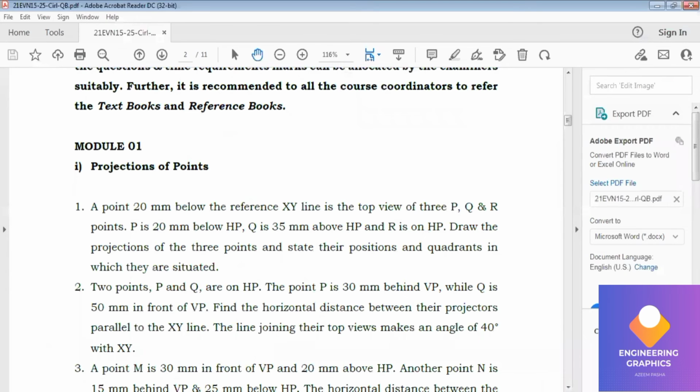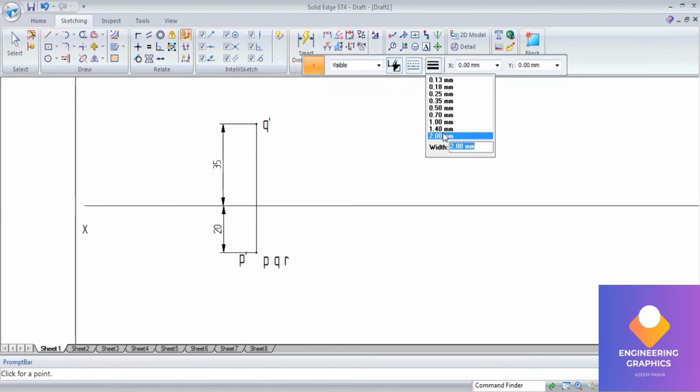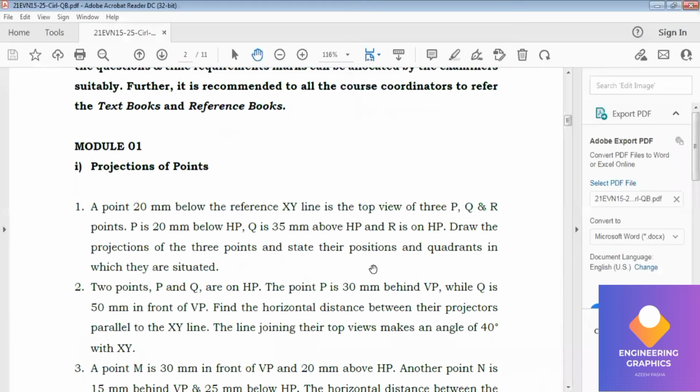Now R is on HP. R is on HP means on the xy line we should mention the point here. So this is your R dash. So this completes the problem, and here we should mention in which quadrants they are lying.